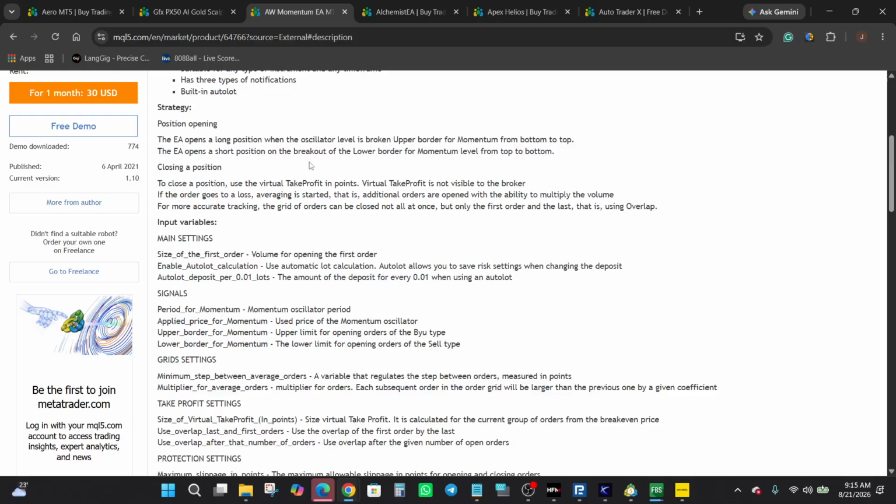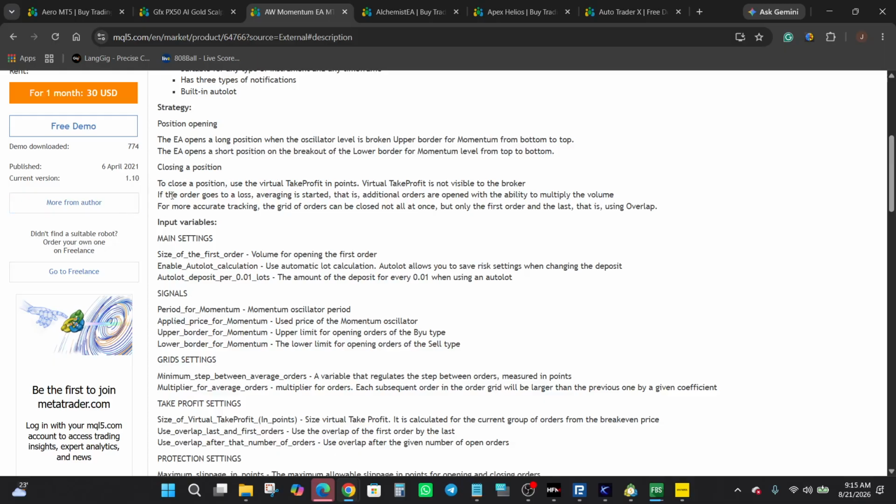All right, so for closing positions, the EA uses a virtual take profit measured in points. The listing specifically says this take profit is not visible to the broker, and if a position moves into a loss, averaging begins and additional orders may be opened. The developer also describes an overlap function where instead of closing every order in a basket at once, the first and last orders can be handled in a particular way to track the order grid more accurately.